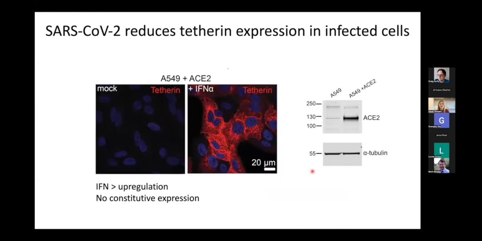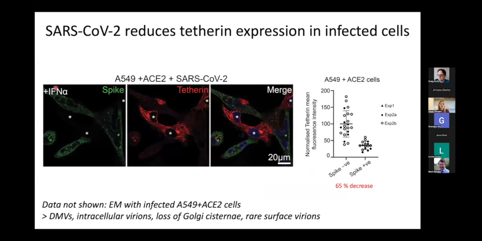So we could confirm this in other cells as well. So A549s are fairly commonly used now in SARS-CoV-2 research. They don't constitutively express Tetherin, but we can induce that expression by interferon treatment here. And when we induce Tetherin expression with interferon treatment and follow this with SARS-CoV-2 infection, we see that exclusion of Tetherin expression again in our infected cells. And when we looked at the EM of the A549 infected cells, we found an accumulation of intracellular virions, but very rare surface virions being tethered to the edges.